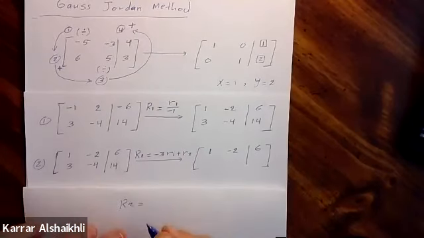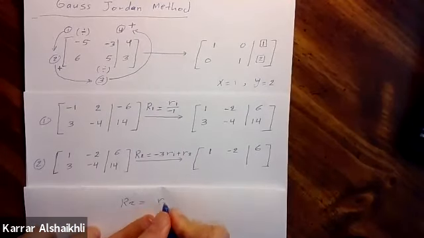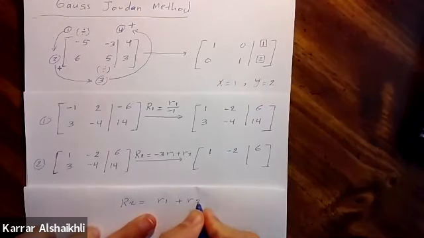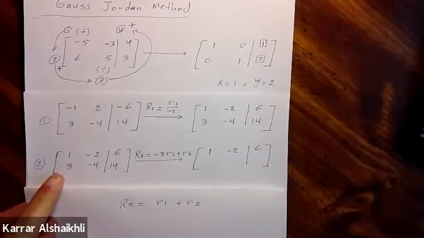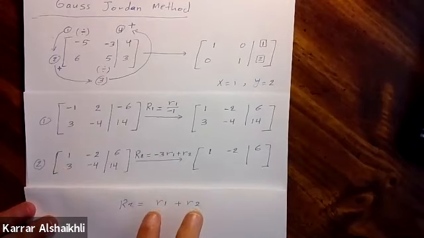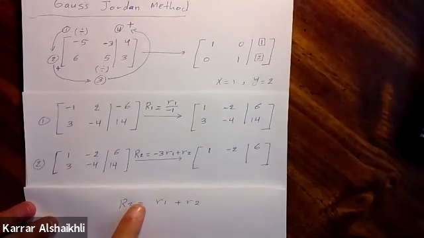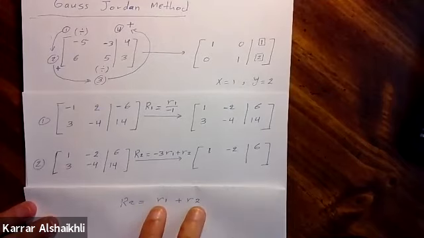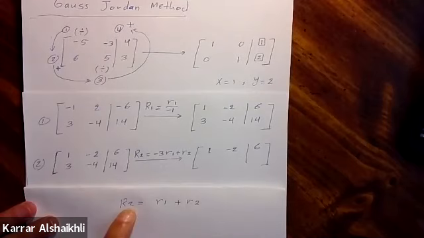R2 is going to be R1 plus R2. Always, the second step is going to be R1 plus R2. But which number I'm going to write down here? It says R2. The first number of R2 is 3. I'm going to write down -3. I got the rule for the second step. So always you're going to write down R1 plus R2.